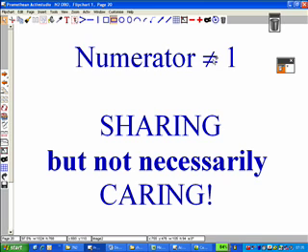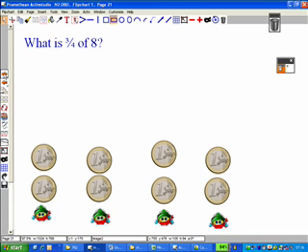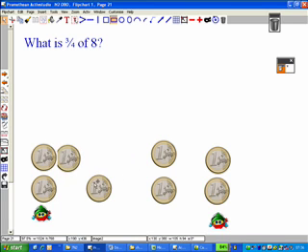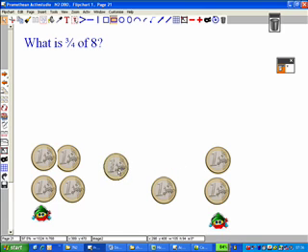Well, when the numerator doesn't equal 1, we're still talking about sharing, but not necessarily about caring. If I did more work, I deserve more than you. So here I have my 4 friends, and we shared it 1/4 each. So we started off 1/4 each, but I want 3/4 because I did 3 times more work than anybody else. So I'm going to say, I'm sorry, George, bye-bye. I'm sorry, Nazir, bye-bye. And there's 3/4, and those 3/4 all belong to me because I tell you what, I did more work than you.